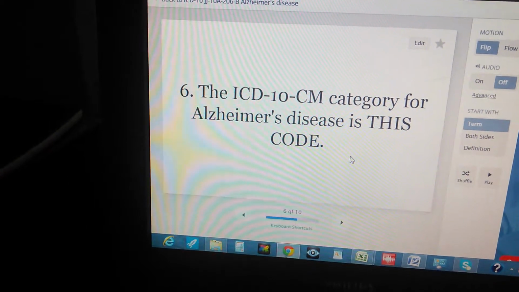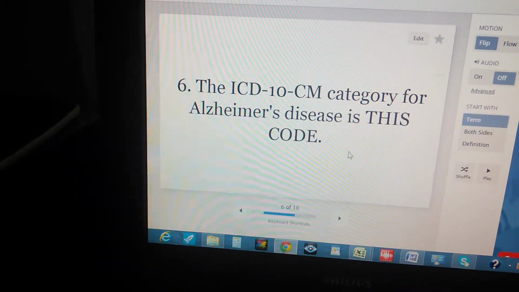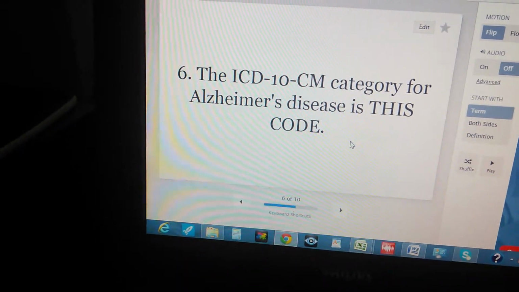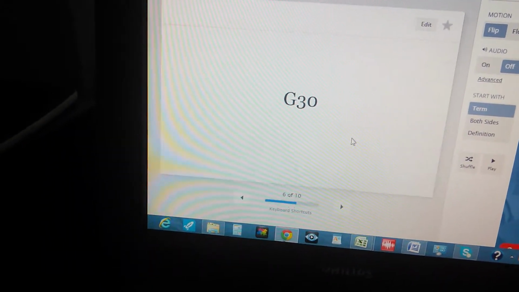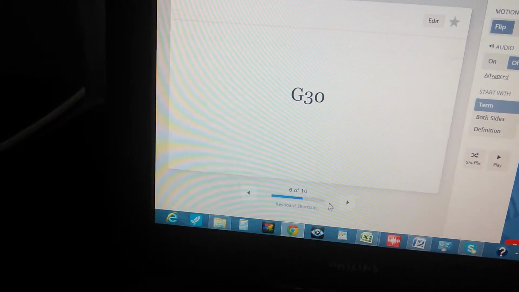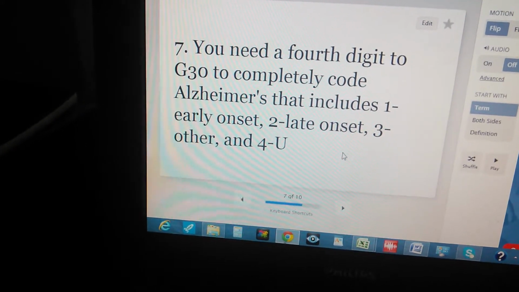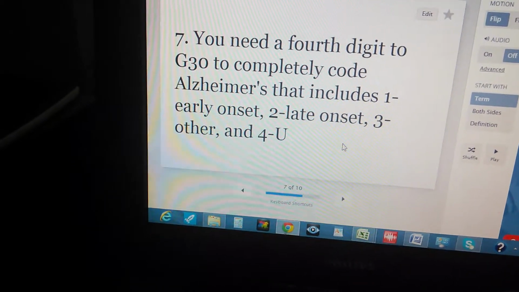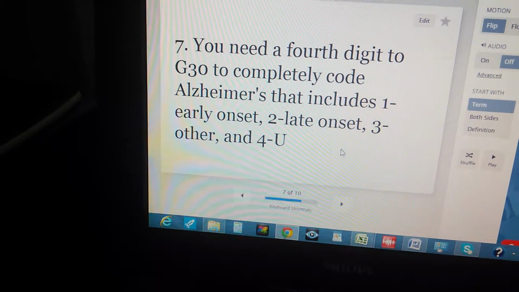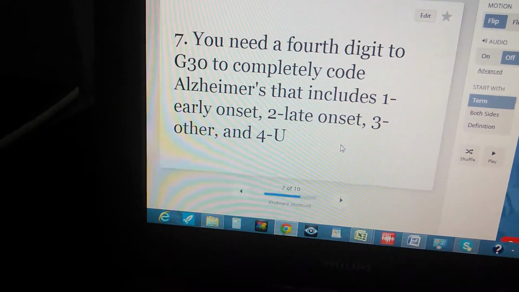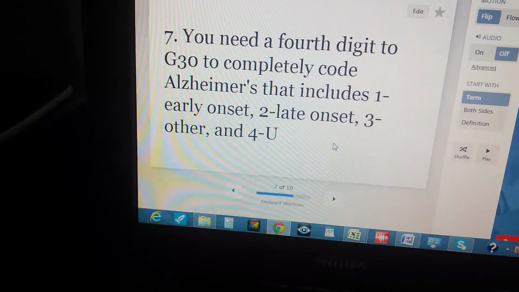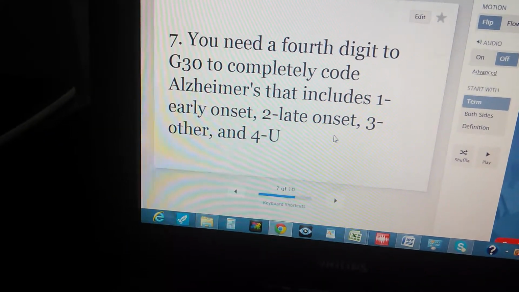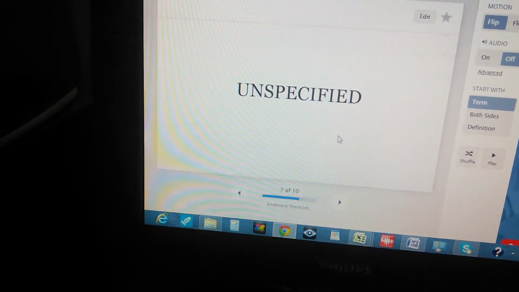6. The ICD-10-CM category for Alzheimer's disease is this code. G30. 7. You need a 4th digit to G30 to completely code Alzheimer's. That includes 1. Early onset, 2. Late onset, 3. Other, and 4. U. Unspecified.